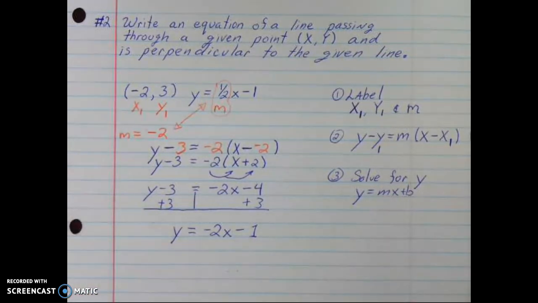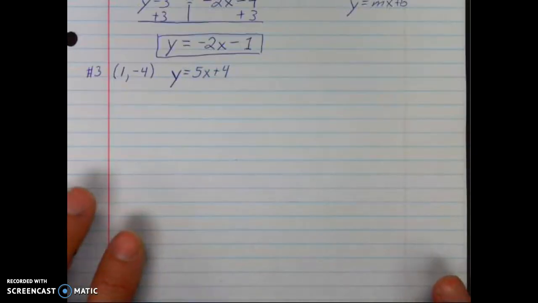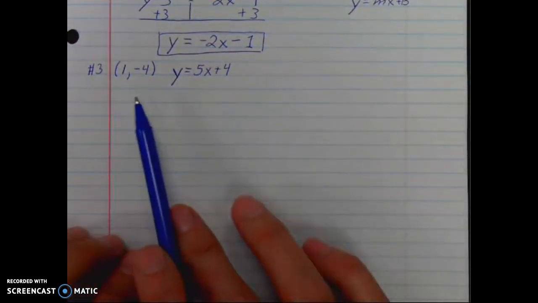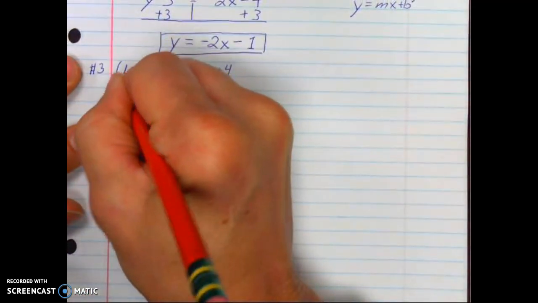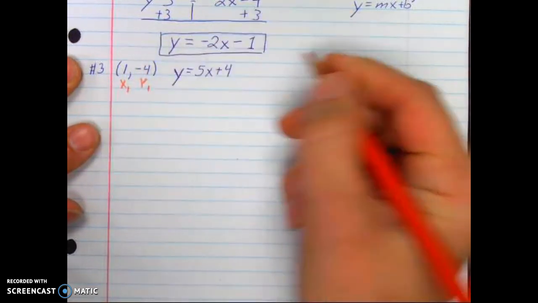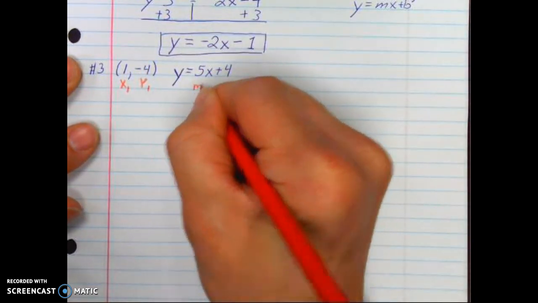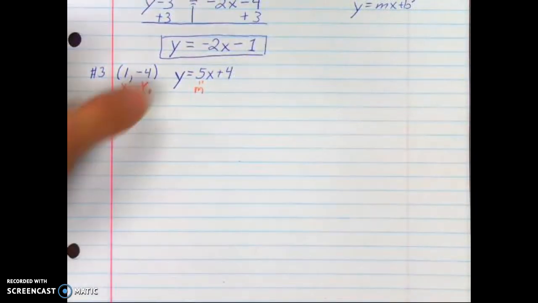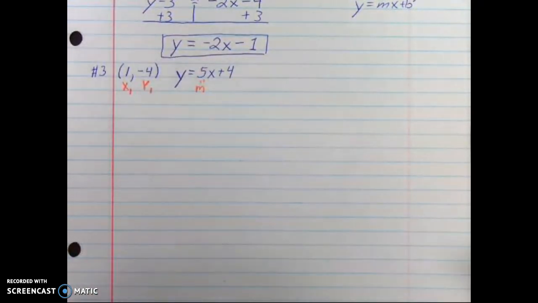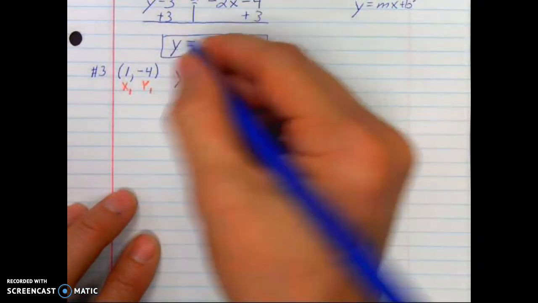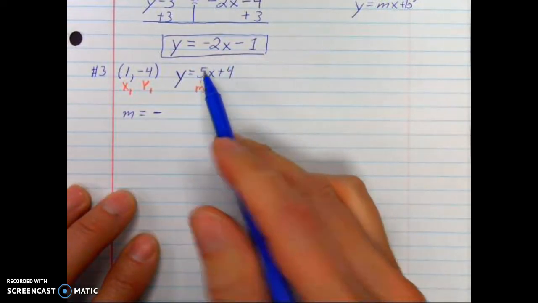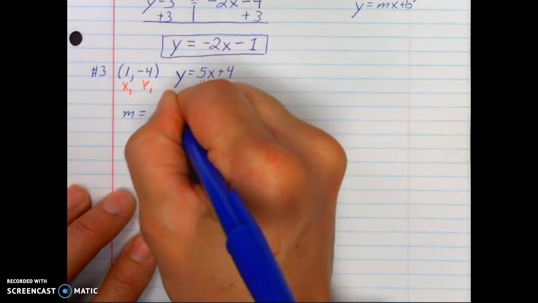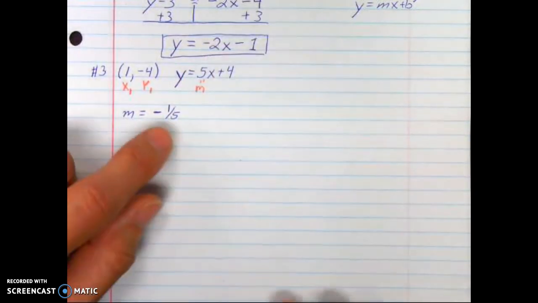So make sure you hit pause and copy all this down. All right, so here is our example 3. Here's my given point. Here's my given equation. So again, what am I going to do first? I'm going to go through and label x1, y1. This isn't really the slope that I want, so I have to find the opposite reciprocal. So that's a positive 5. So my new slope is going to be a negative number. And that's 5. If you turn that upside down, it becomes negative 1/5. So the slope that I'm going to use is negative 1/5.